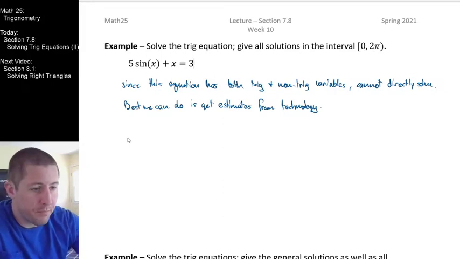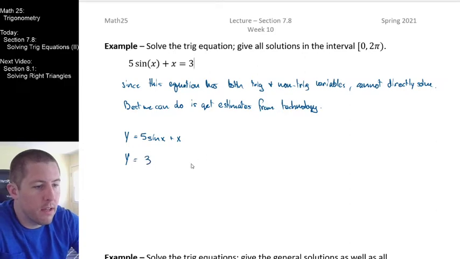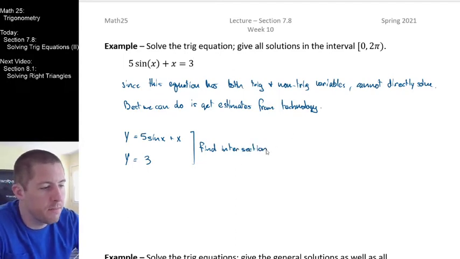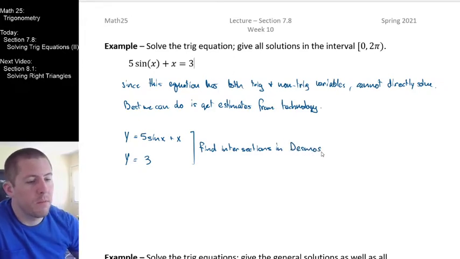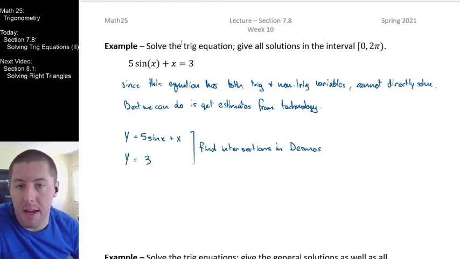So what I'm going to do is graph two equations, y equals 5 sine x plus x, and y equals 3, and we are going to find intersections in Desmos. I want to know, when do these two amounts become equal to one another? All right. So let's pop on over to Desmos. Let's graph them both and see where those graphs touch each other. When are they the same thing? That's what equals means right there.